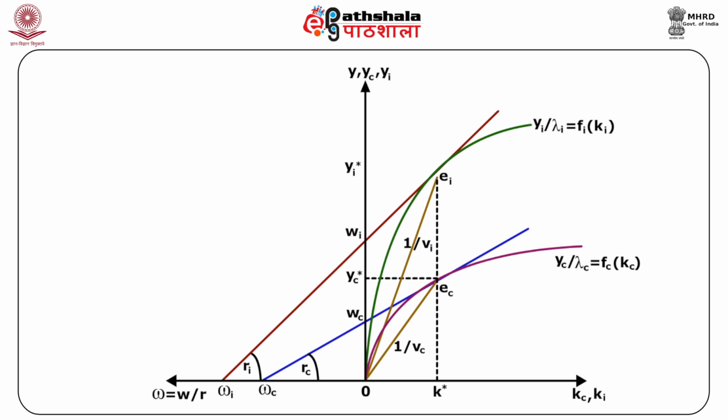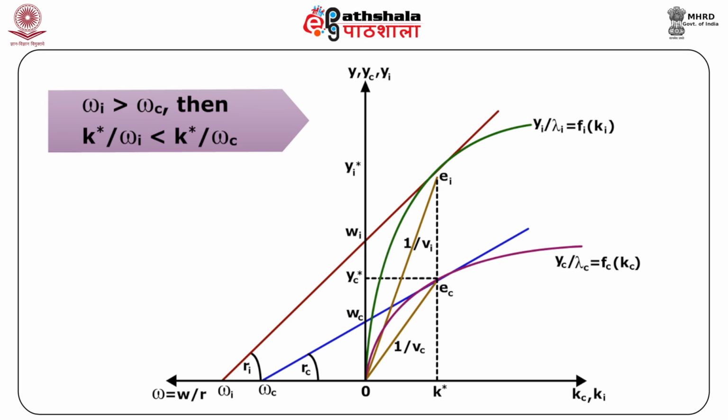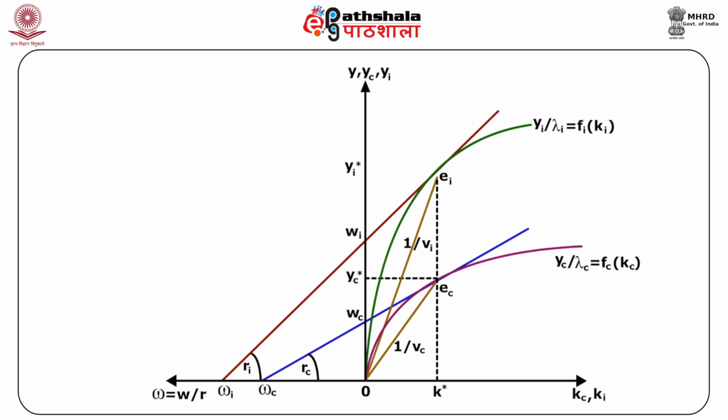Specifically, note that relative factor shares can be denoted K upon omega, which is equal to R into K divided by W into L. The higher this K upon omega ratio, the greater the capital intensity. In terms of figure 1, holding K equal to K star constant, we see that as omega i is greater than omega c, then K star upon omega i is less than K star upon omega c, indicating once again that the investment goods sector is relatively labor intensive.